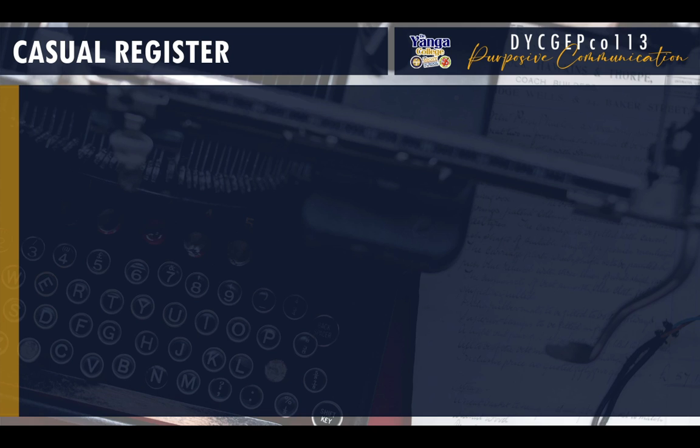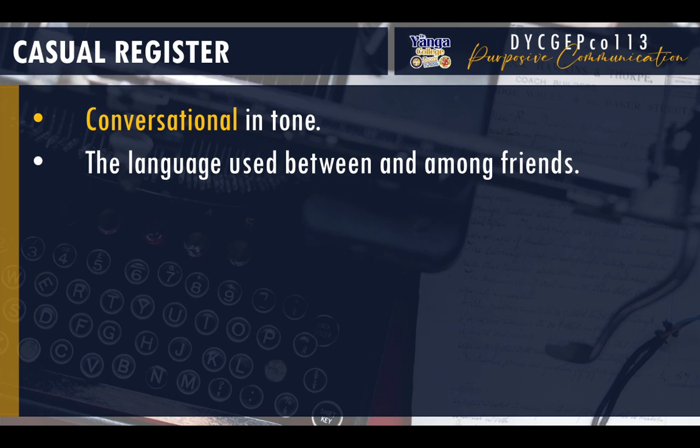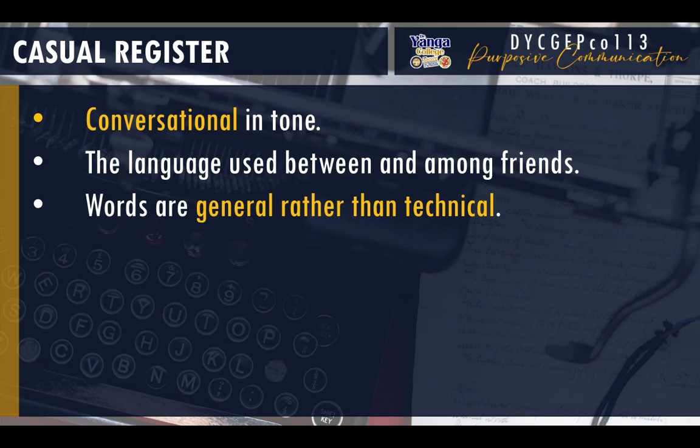Next one, our second to the last register, is the casual register, from the word casual, meaning it's conversational in tone. It's what we use when we are conversing. It's the language used between and among friends. So if you're just talking to a friend, to someone close to you, you would use the casual register. In here, words are general rather than technical.